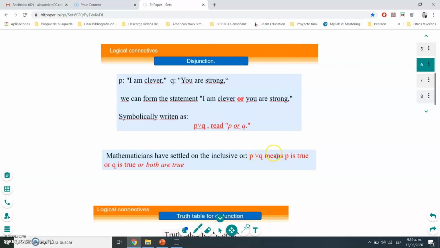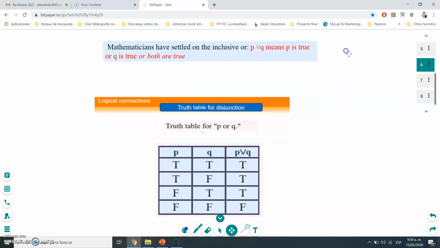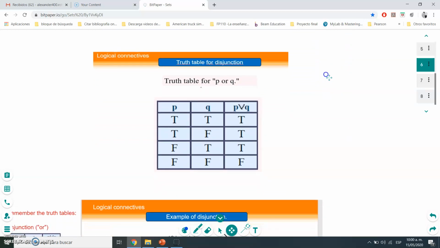So P or Q means P is true or Q is true, or both are true. We're going to see this little by little, okay? So this is the truth table that I was talking about, the truth table for P or Q. What happens when the first one is true and the second one is true? P or Q, so true or true will be true. Look that all of the choices are true except the last one, when both of the propositions are false. Okay, so if both of them are false, P or Q will be also false.